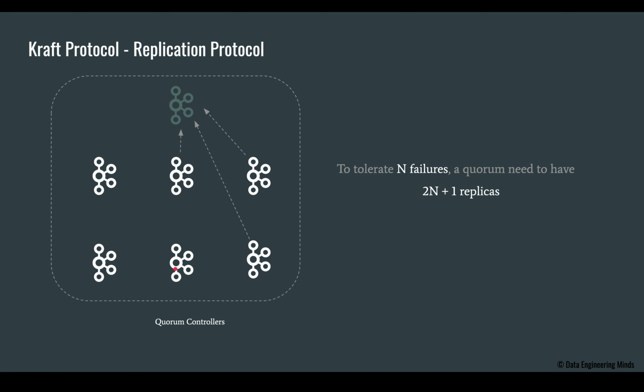So even if 3 controller replicas fail, and the active controller does not receive an acknowledgement from those 3 controller replicas, it can still live because it still has an acknowledgement from 4 controller replicas including itself, and this is enough for the quorum controller to operate. So the next mechanism is the leader election protocol.